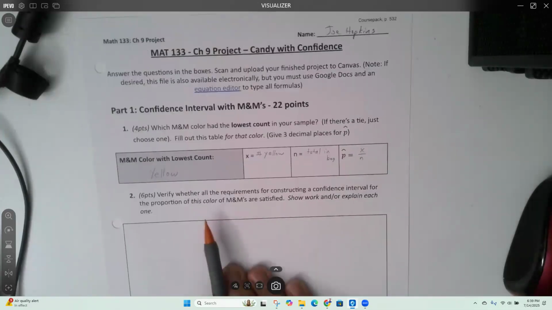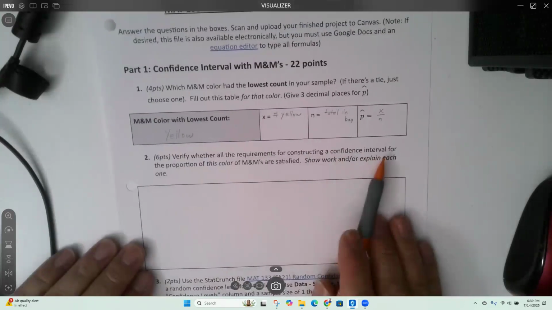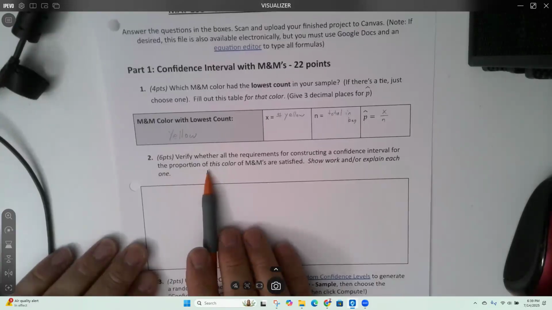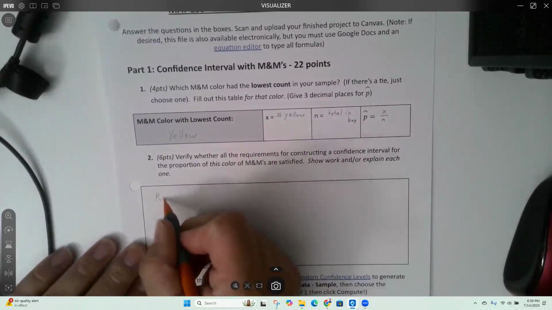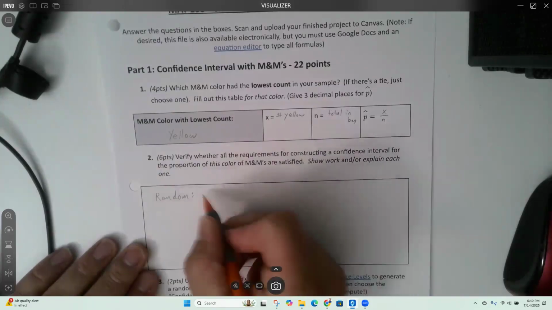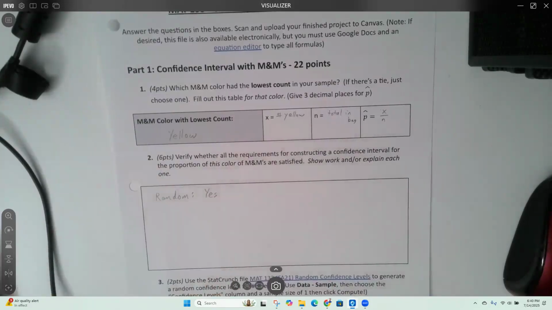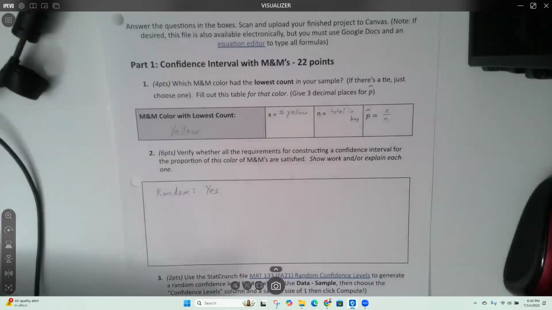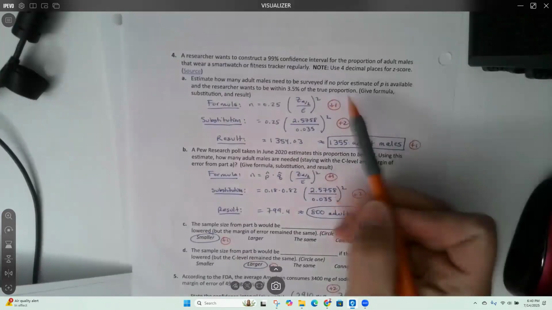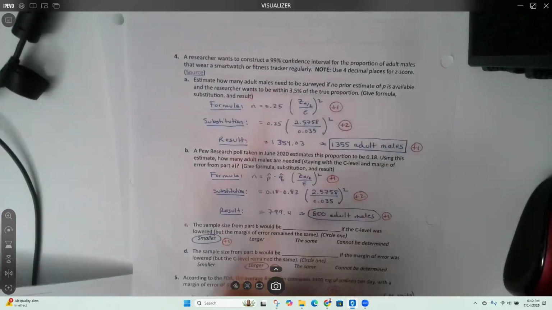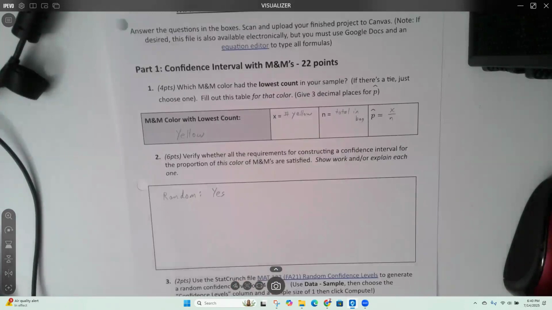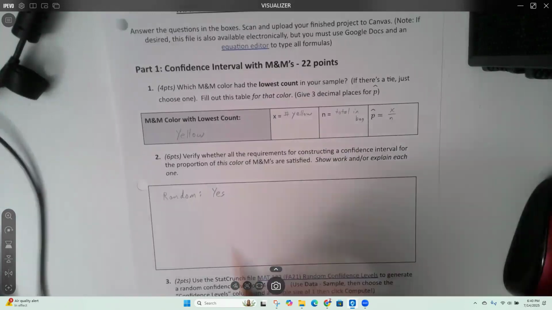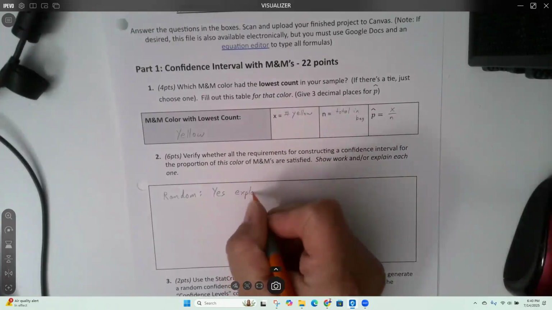All right, so with that in mind, verify that all the requirements for constructing a confidence interval for the proportion of this color are satisfied. So we'll start with random, okay? And that one is a yes, but it's not yes given, right? Because if I was doing, for example, a random sample of things, so right here, I have the word random, okay? For this question, we don't have random in here, so you need to explain why it is random, okay?